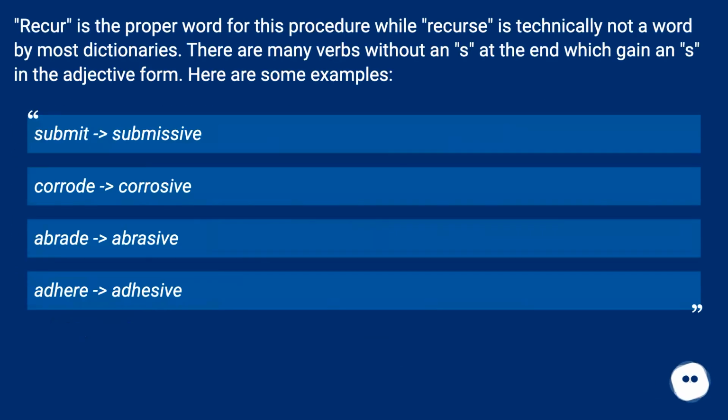Recur is the proper word for this procedure, while recurse is technically not a word by most dictionaries. There are many verbs without an S at the end which gain an S in the adjective form. Here are some examples: submit, submissive; corrode, corrosive; abrade, abrasive; adhere, adhesive.